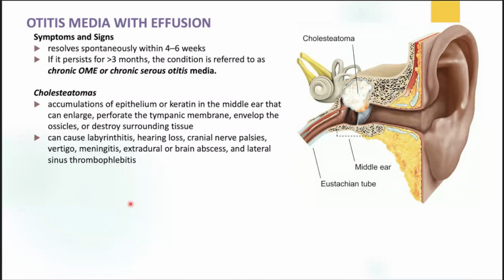It may resolve spontaneously within 4 to 6 weeks, and if it persists for more than 3 months, it's already called chronic otitis media with effusion or chronic serous otitis media. We also have a condition called cholesteatoma. It's the accumulation of epithelium or keratin in the middle ear, which can cause enlargement and perforation of the tympanic membrane, and envelop the ossicles or destroy the surrounding tissue. It can cause labyrinthitis, hearing loss, cranial nerve palsies, vertigo, meningitis, extradural or brain abscess, and lateral sinus thrombophlebitis.